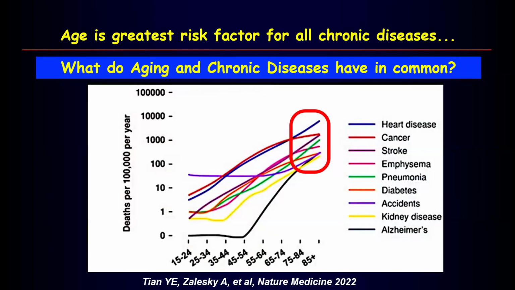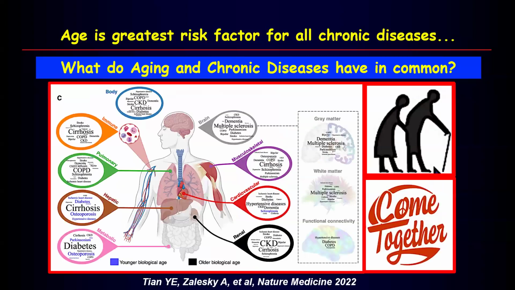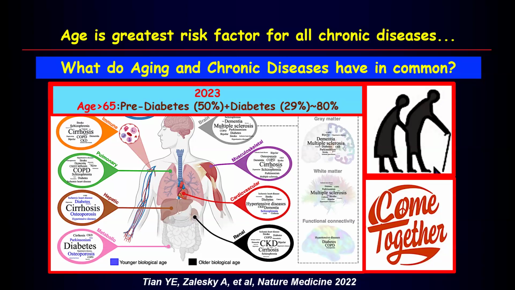The question is, what do aging and chronic diseases have in common? Cancer is not an acute illness. With rare exceptions, some genetically determined ones that you get in childhood, all of them come in as an adult. It's a chronic illness. So what do they have in common? They come together. Once you get old, you also get chronic diseases. For example, if I add prediabetes and diabetes, in somebody older than 65 in this country, it's about 80%. So clearly, every single chronic illness clusters with age.